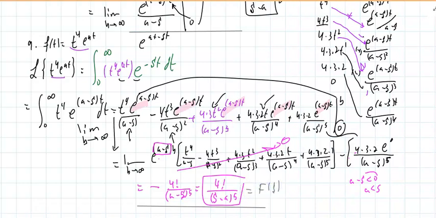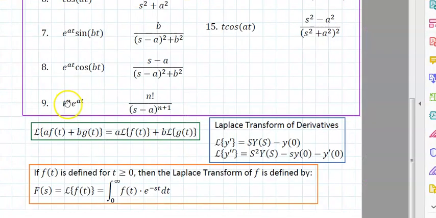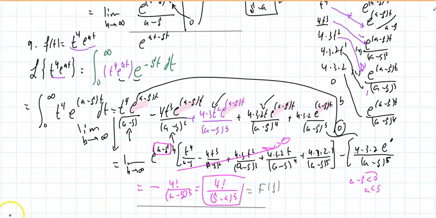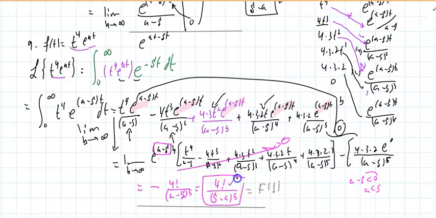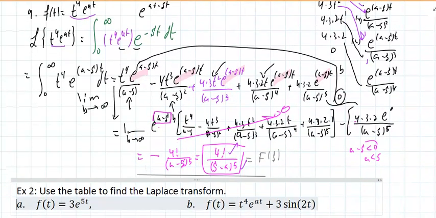Guess what? If you look at this right here on number 9, and if you look at that table, you say, look, t to the n, n equals 4, a is a. So n equals 4, that is 4 factorial over (s minus a) to the 4 plus 1, which is 5. That's 4 factorial over (s minus a) to the fifth. And you could just say by 9 and you're done. And we're going to practice that right now.